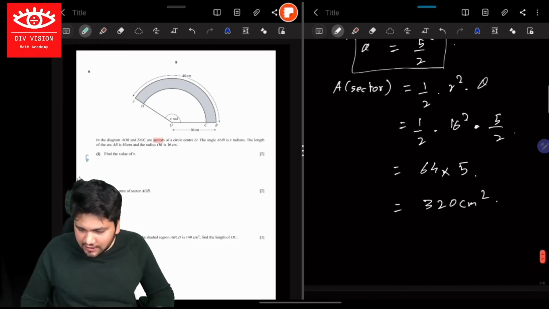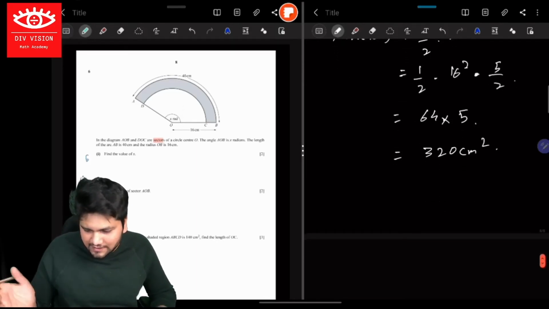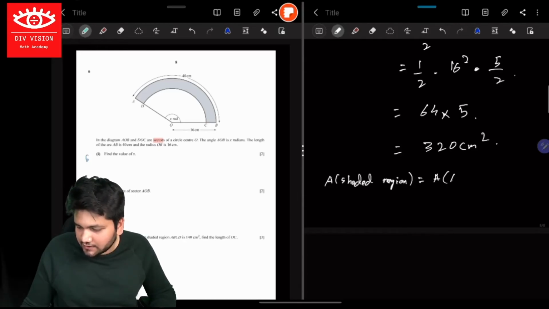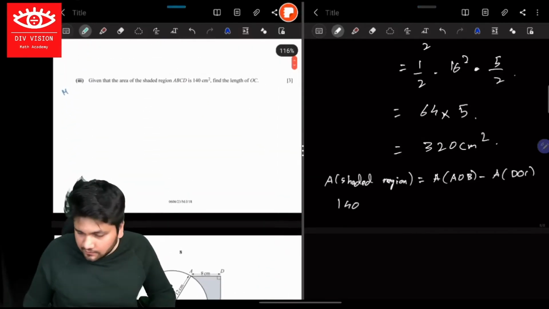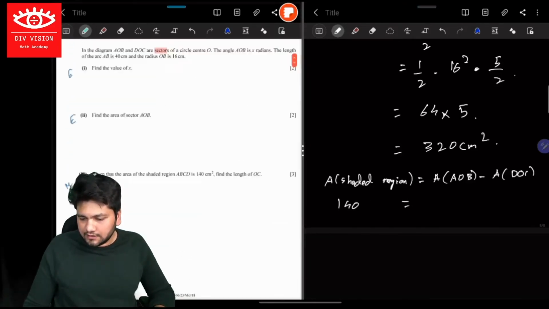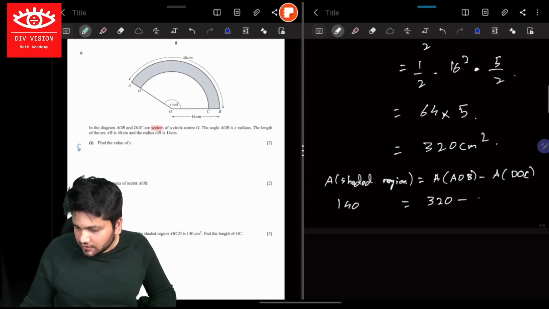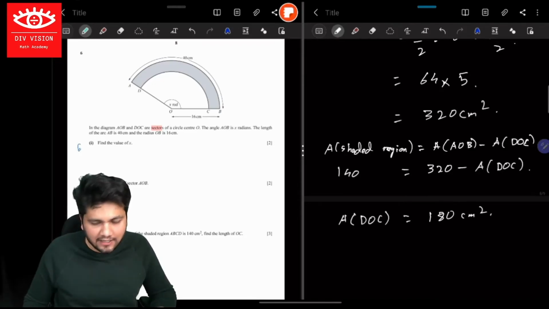Now, given that the area of the shaded region ABCD is 140 centimeters square, find the length of OC. That means they are just asking you to find the inner radius of the sector. Now, area of shaded region is going to be what? Area of sector AOB minus area of sector DOC. Area of shaded region they have given already, which is 140 centimeters square. And area of AOB we already found, which is 320. So 320 minus area of DOC is 140. So area of DOC is nothing but 320 minus 140, which is nothing but 180 centimeters square. Now that is area of sector DOC.